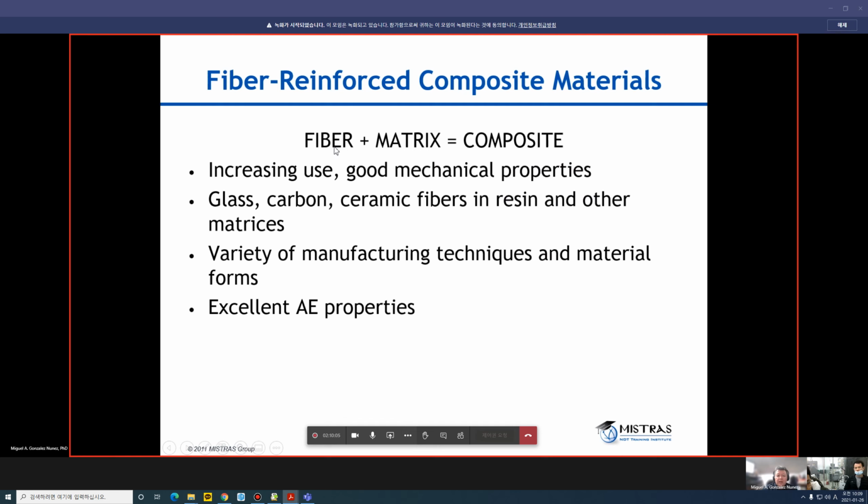So we know that the composite is formed in this case by a fiber and a matrix. It has an increased use because of the good mechanical properties. Some of the reinforcements used are glass, carbon, ceramic fibers, resin, and other matrices. There is a variety of manufacturing techniques for the material formed, and they have excellent acoustic emission properties.